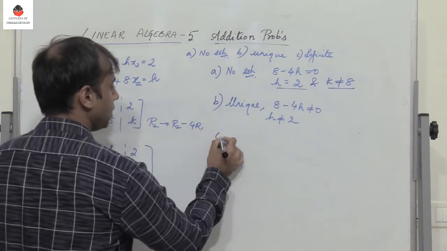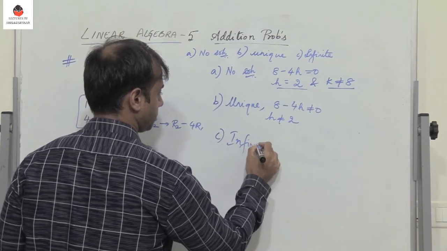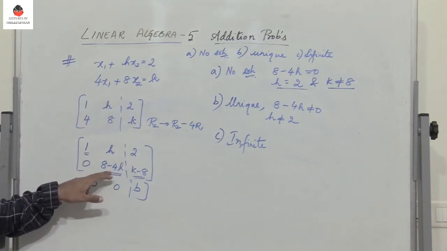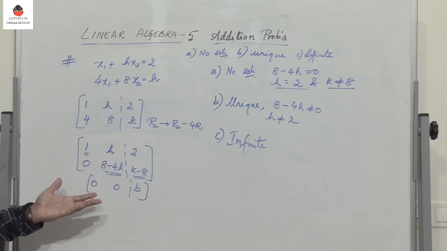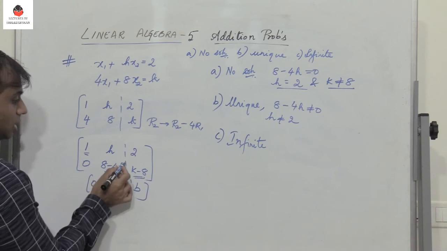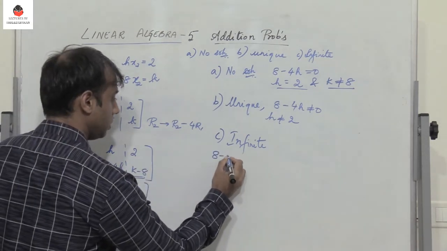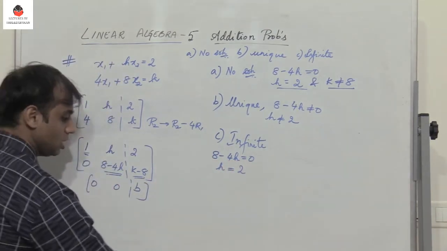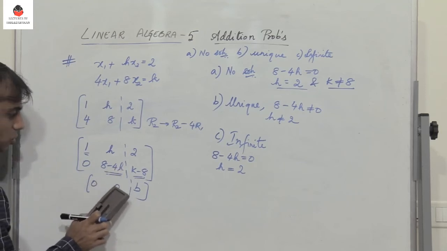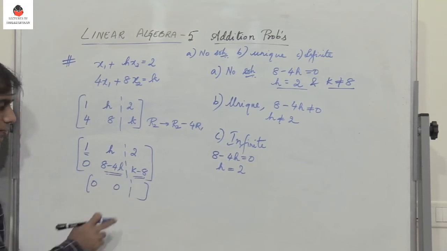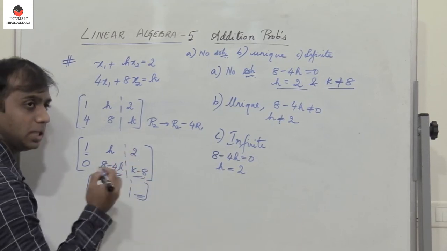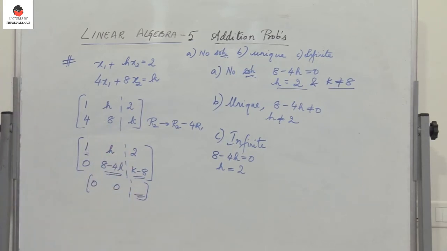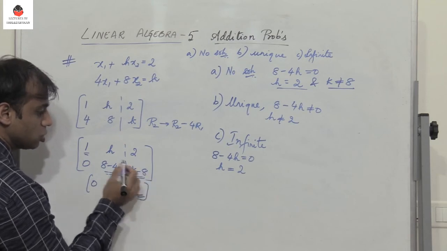Next, C, for infinite solutions. For an infinite number of solutions, this element should be equal to 0. Why? Because you need to have a free variable. To have a free variable, this element should be 0. Therefore, 8 minus 4h should be equal to 0, or h should be equal to 2. But if h is equal to 2, then I get 0, 0 and a non-zero element here. So therefore, this also should be equal to 0 because we need to have a consistent system.